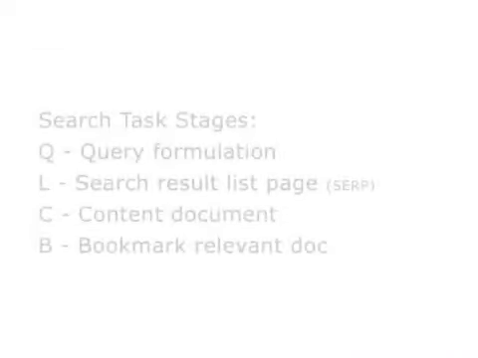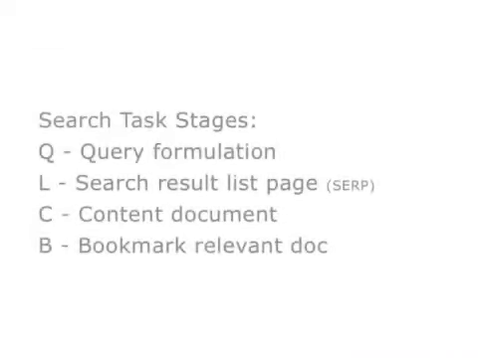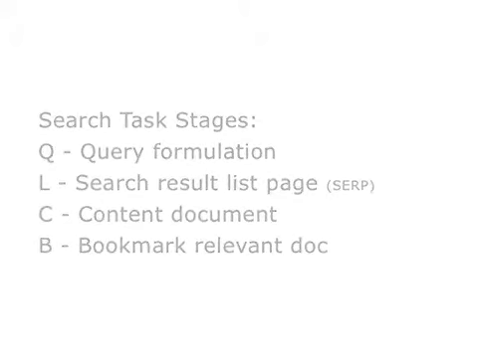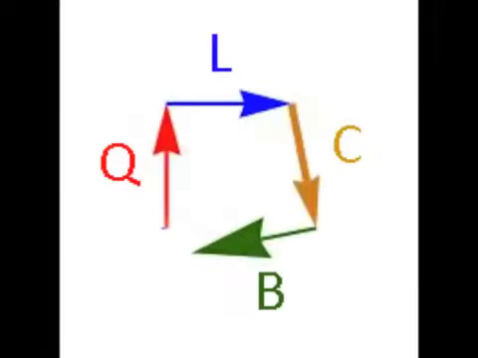Thus, in the somewhat simplified view of search tasks, 4 task phases are identified: query formulation, examining lists of search results, viewing and reading an individual content document, and bookmarking a relevant document. We mark these search task phases with the letters Q, L, C, and B. We choose to represent them on a two-dimensional plane as vectors. Each vector's direction and color represents uniquely a different task phase.